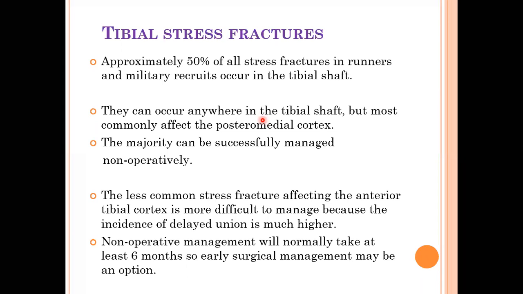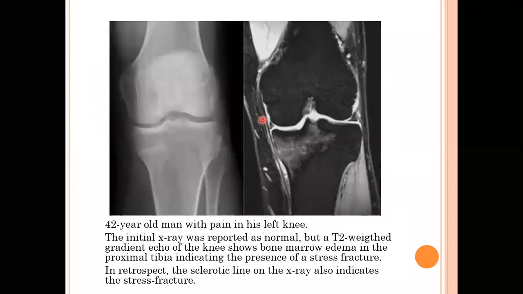The less common stress fracture affecting the anterior tibial cortex is more difficult to manage because the incidence of delayed union is much higher. Non-operative management will normally take at least 6 months, so early surgical management may be an option. This is a case of a 42-year-old man with pain in his left knee.